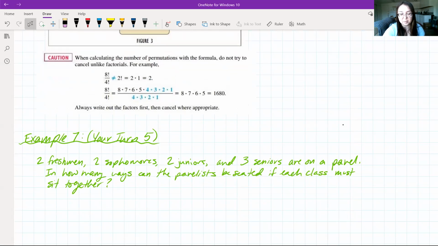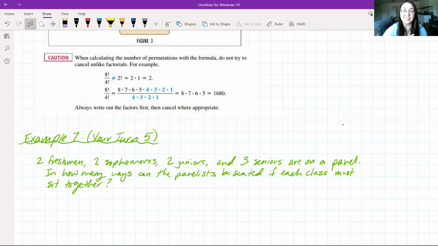We have, when calculating the number of permutations with the formula, do not try to cancel unlike factorials. For example, 8 factorial divided by 4 factorial is not equal to 2 factorial. 2 factorial is just 2 times 1 and it's equal to 2. But when we actually extend out these values of 8 factorial and 4 factorial, that gives us 8 times 7 times 6 times 5 times 4 times 3 times 2 times 1 divided by 4 times 3 times 2 times 1. So we can cancel out our 4 times 3 times 2 times 1, but that leaves us with 8 times 7 times 6 times 5, which is equal to 1,680. 1,680 is very different than 2 factorial, which is equal to 2.